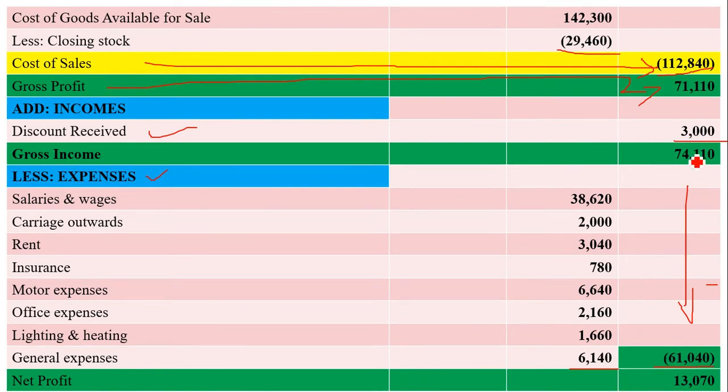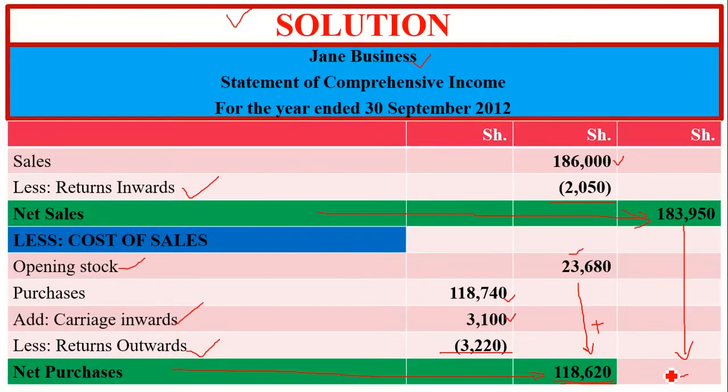If this figure here is less than the total expenses, you're going to have a net loss. So in this case, 74,000 is higher, and this is 61,000. So we have a positive figure, which is a net profit. We have a net profit of 1370. So that is the statement of comprehensive income, or what you are calling the trading profit and loss account. And once we are done with that, this is the figure that we are going to carry to the balance sheet.